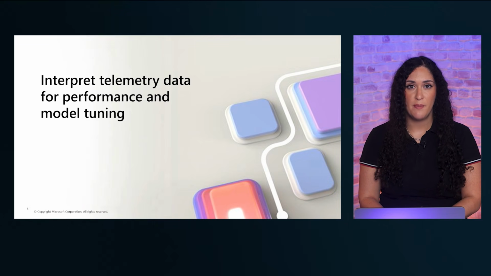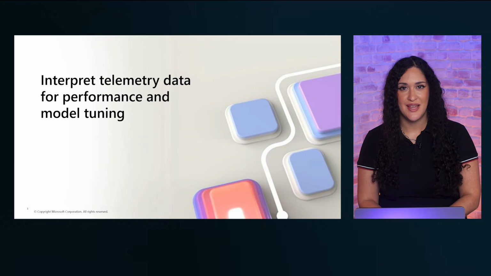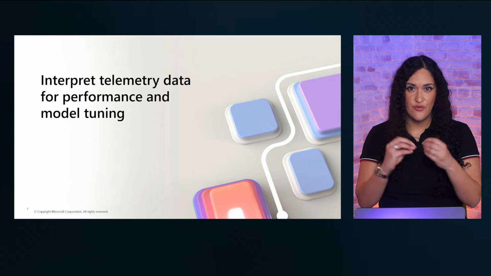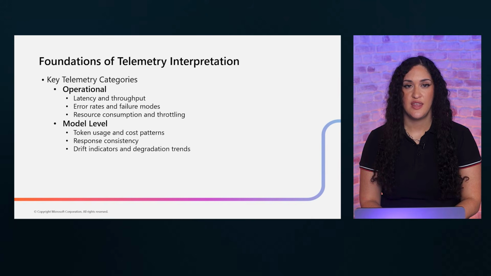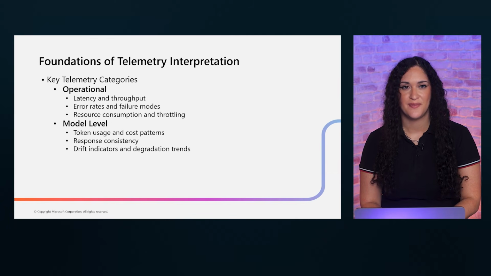So before we wrap up, let's talk about interpreting telemetry data for performance and model tuning. This unit ties everything together. Telemetry breaks down into 4 key categories. Operational telemetry covers latency, throughput, error rates, failure modes, resource consumption, and throttling. This is your system health baseline.